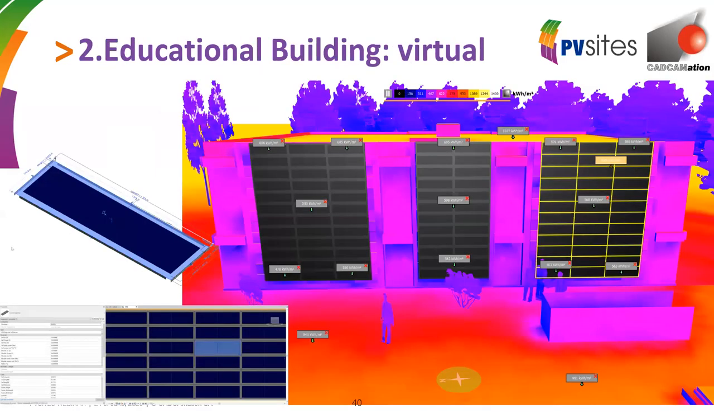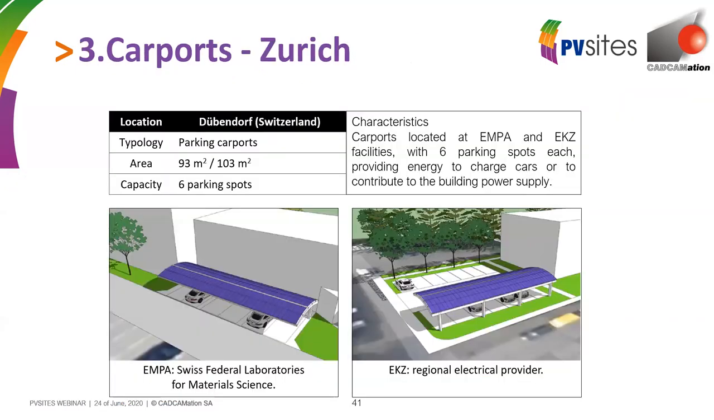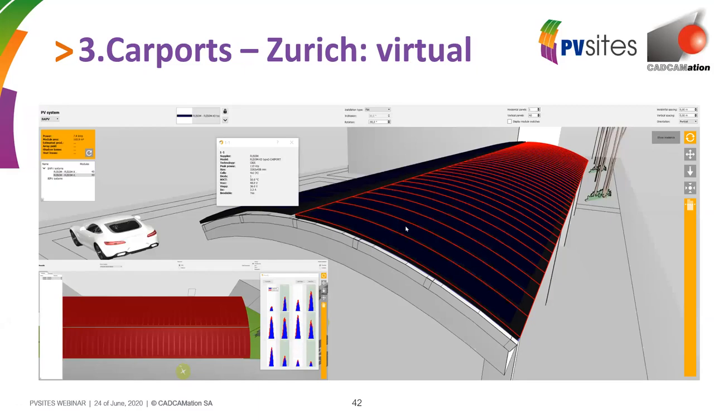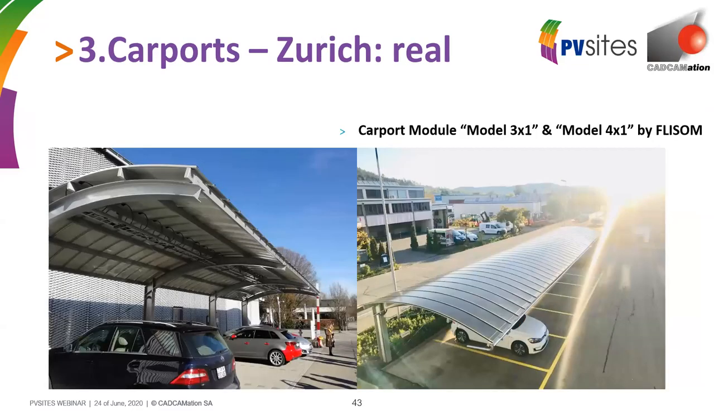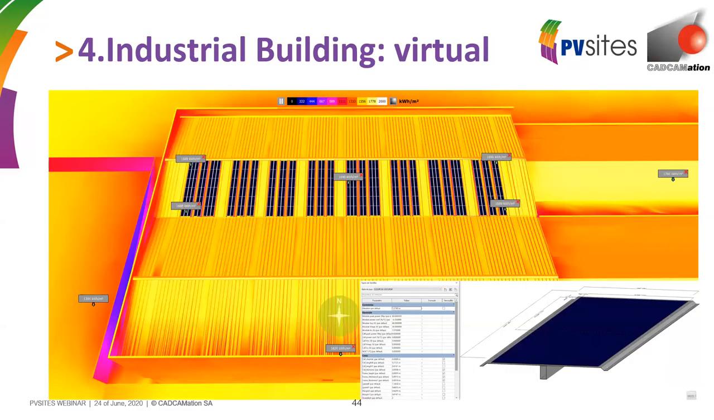Second is educational building, Ecole Atelier de Genève. You can see the virtual world and simulation works together with virtual objects and BIM objects. Third, carports, Zurich, ENPA and EKZ. They were designed in 3D with 3D models from architects. And then we invented the very first bended models for simulation and also to provide to the BIM industry. This is the real result.